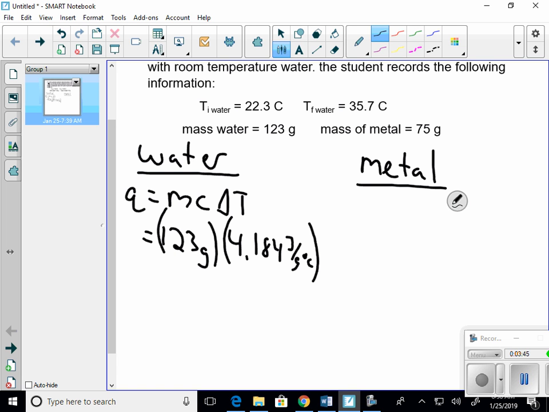Change in temperature. Notice on the data collected on the top, the initial temperature of the water was 22.3 degrees Celsius. Again, that's roughly room temperature. The final temperature, after you put something hot in it, the water increased its temperature. That should make sense. You put something hot in water, water's going to gain that heat, it's going to get warmer. Final temperature is 35.7. So if I subtract those two, that gives me my delta T. What is that, 13.4? Right.